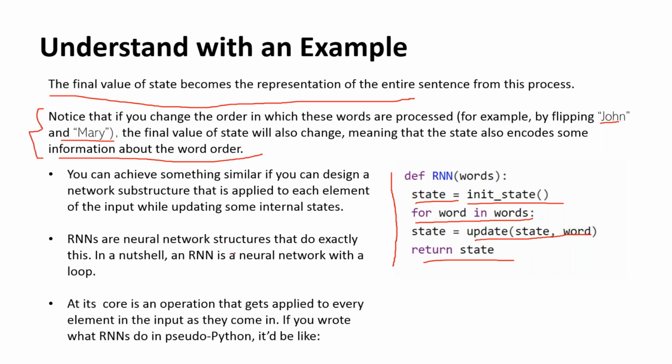So RNNs are neural network structures that do exactly this. In a nutshell, an RNN is a neural network with a loop. In simplified terms, an RNN is nothing but a neural network with a loop. At its core is an operation that gets applied to every element in the input as they come in. If you wrote what RNNs do in pseudo Python, it would be like what you see here, right?